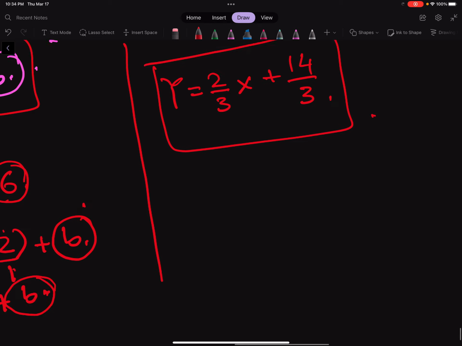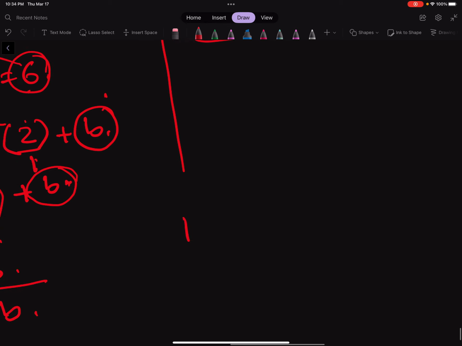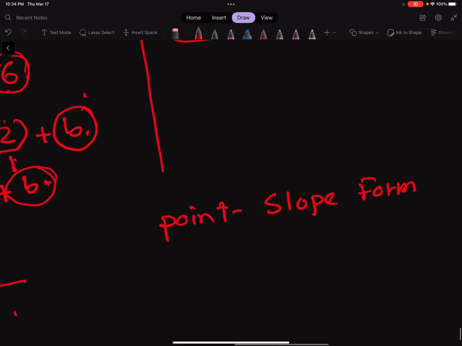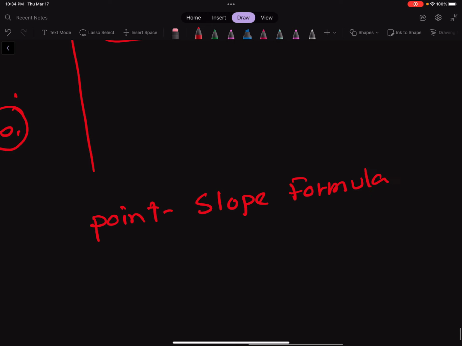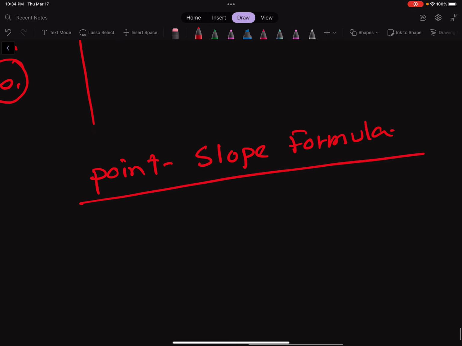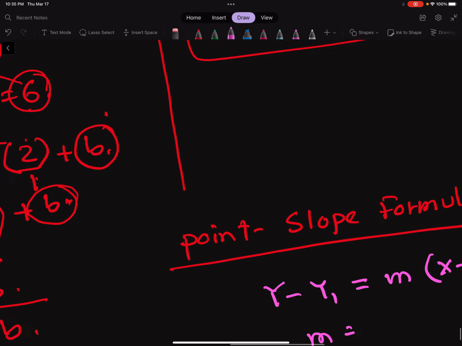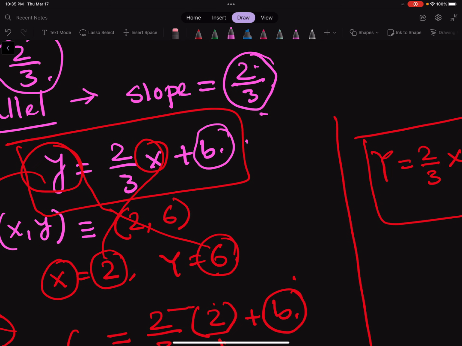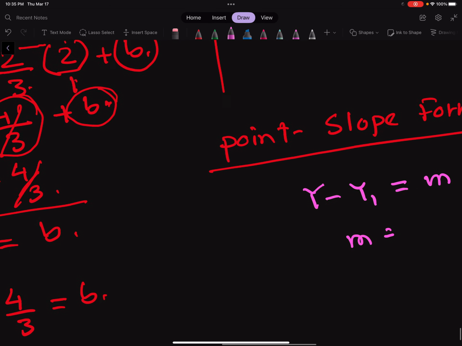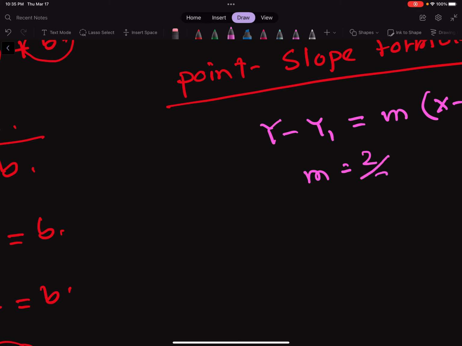Okay, so now if we want to write it in point-slope form, you can use that also. Let me show you how you write it. That equation is going to be y minus y1 equals m times (x minus x1). All right, so what is our m? Our m is 2 over 3.